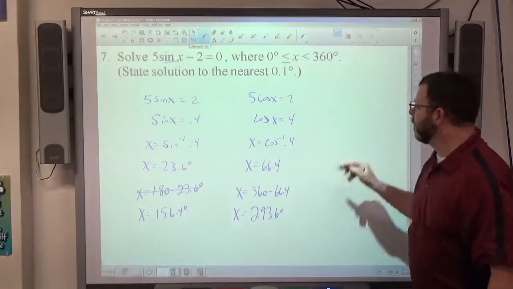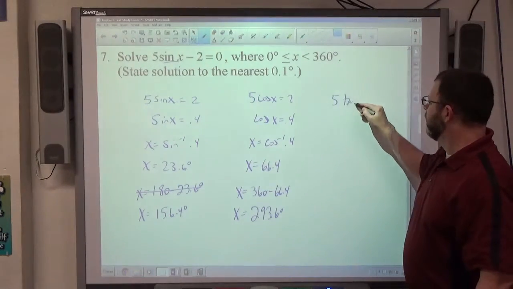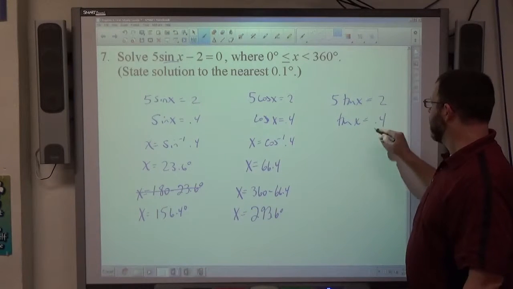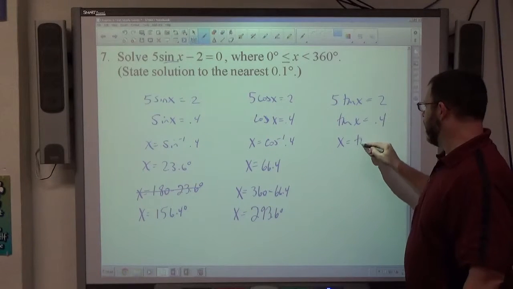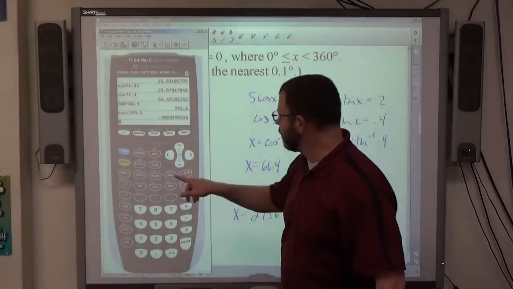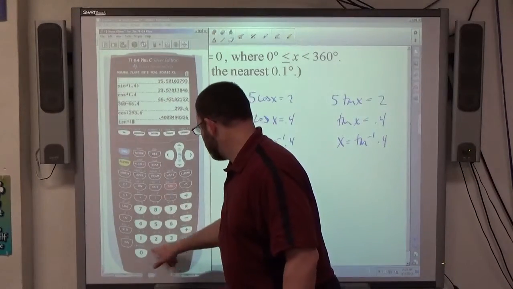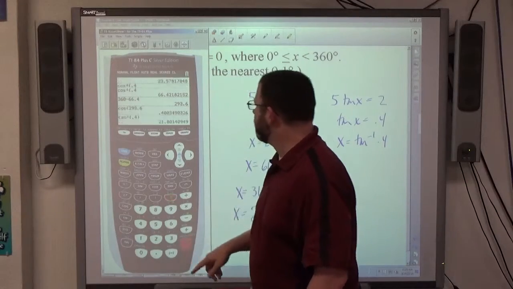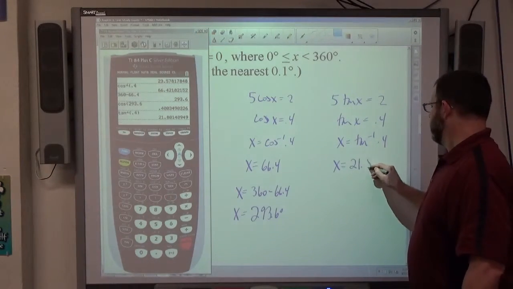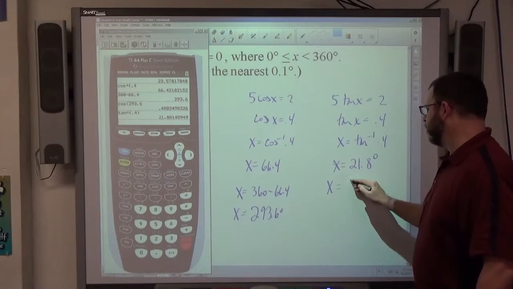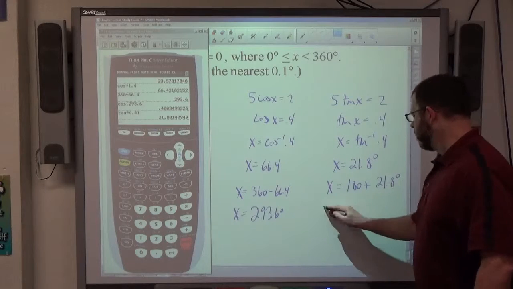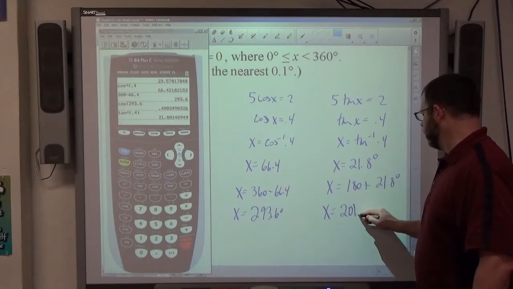Had it said tangent, so 5 tangent of x equals 2. That means tangent of x equals 0.4. That means x equals the inverse tangent of 0.4. So I do inverse tangent 0.4. Comes out to 21.8 degrees. The second answer for tangent is 180 plus the first answer. So the second answer is going to be 201.8 degrees.